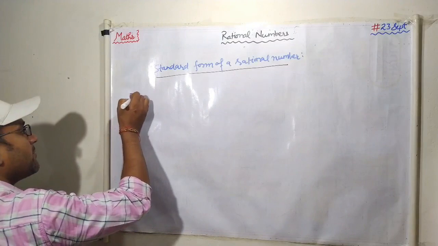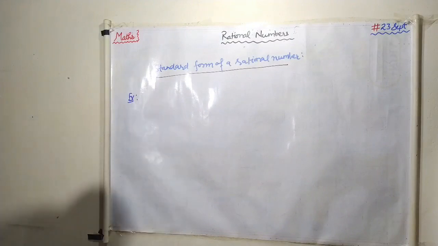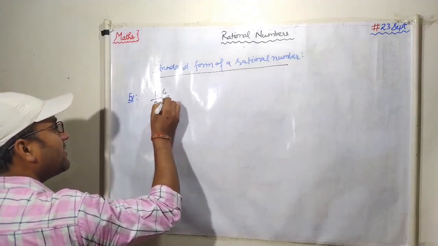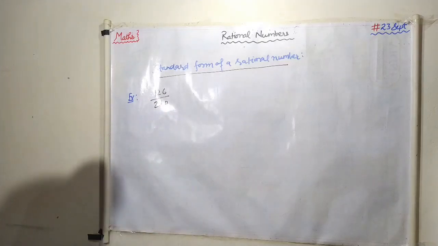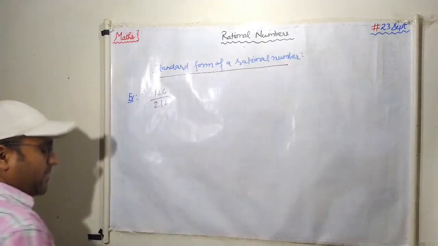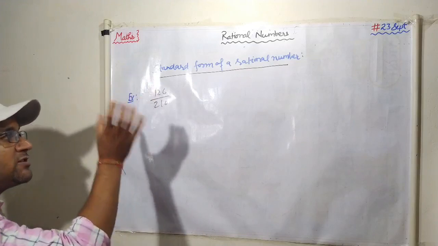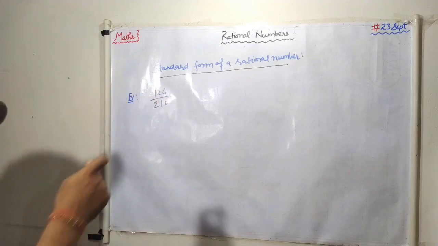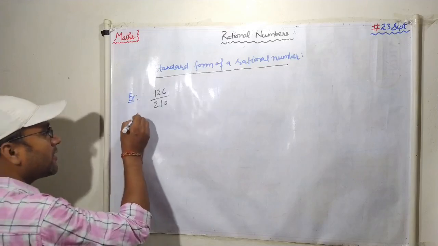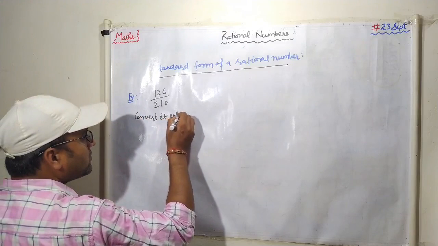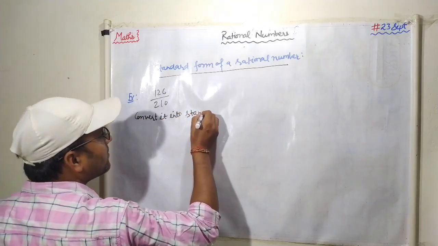The first example is to change into the simplest form or standard form. Your question is 126 upon 210, to change it into a standard form. Very easy. There are two ways. The first one is by dividing both numerator and denominator by the same non-zero number, you will change it into the standard form.